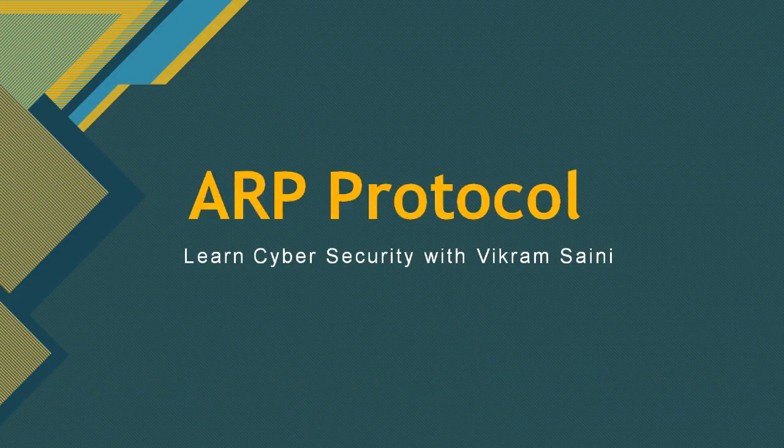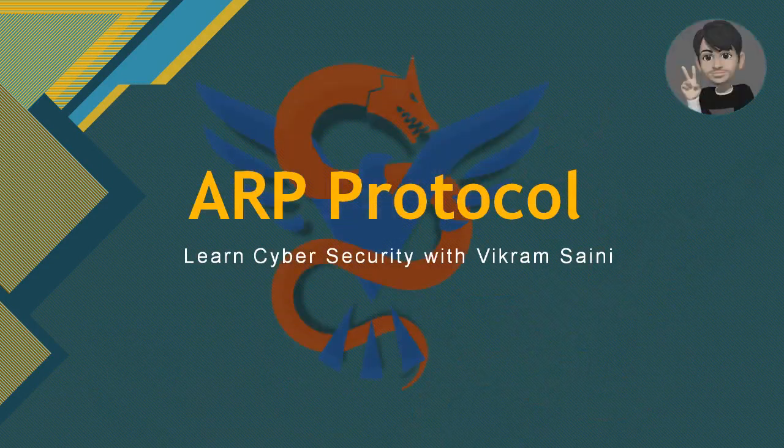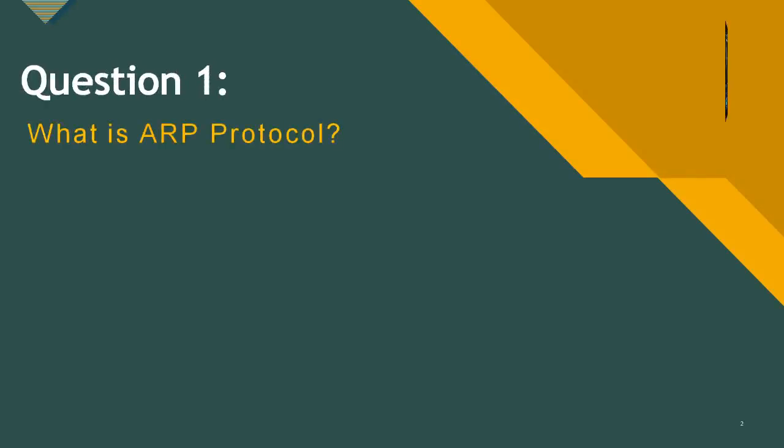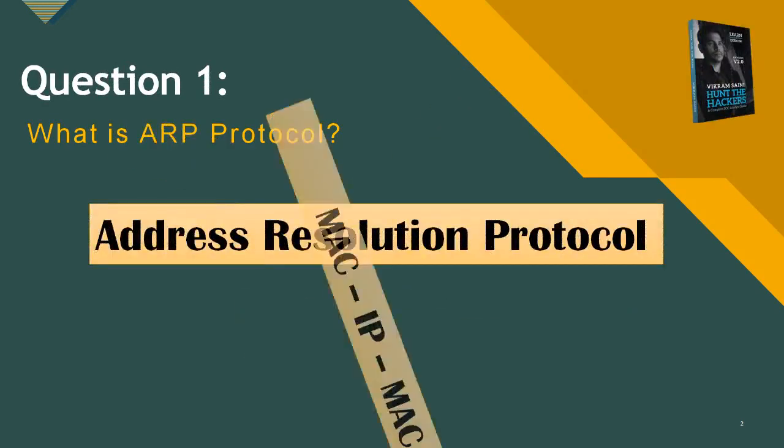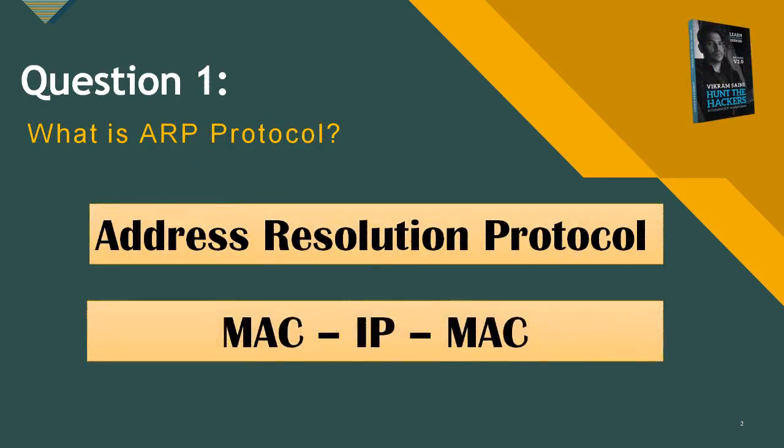In this video, we will prepare the interview questions for the ARP protocol. Question number 1. What is ARP protocol? ARP stands for Address Resolution Protocol. In simple words, it resolves MAC address to an IP address and IP address to MAC address. It is a supporting protocol in the TCP/IP model that helps the physical layer to get the MAC address of a device from its IP address.